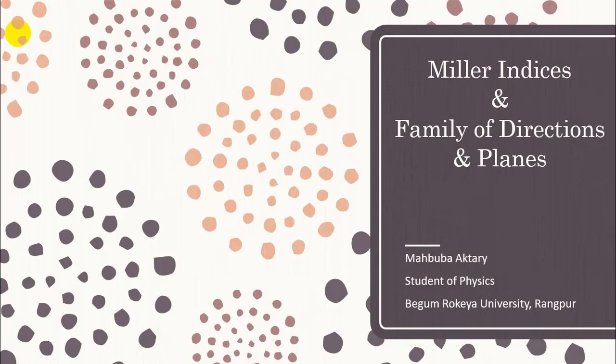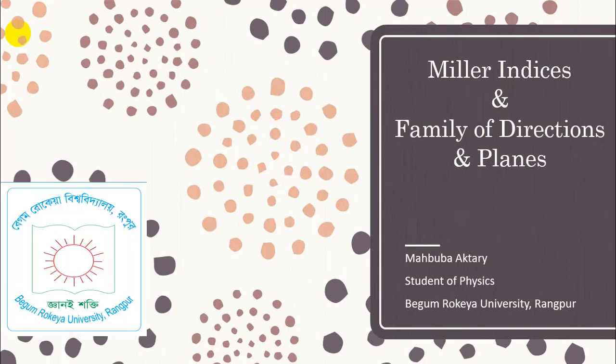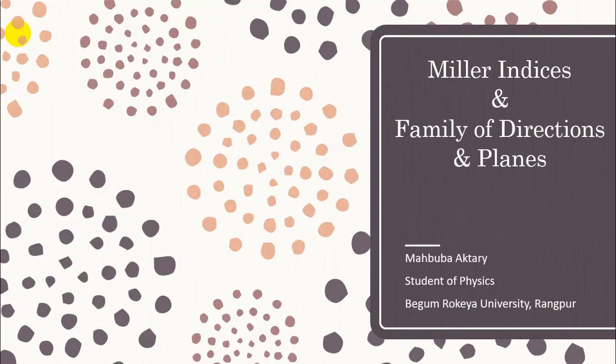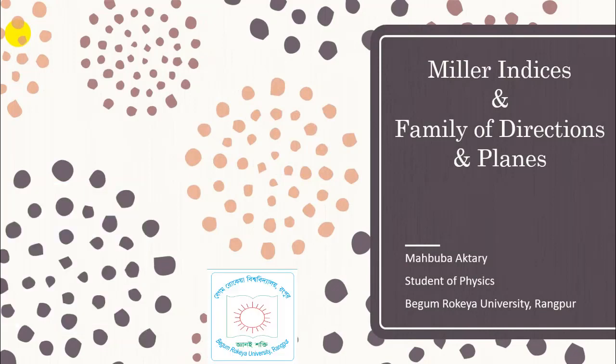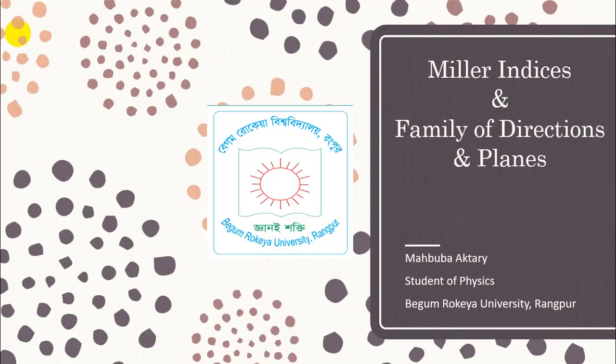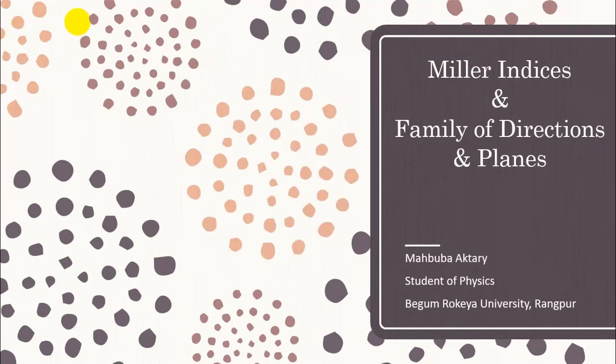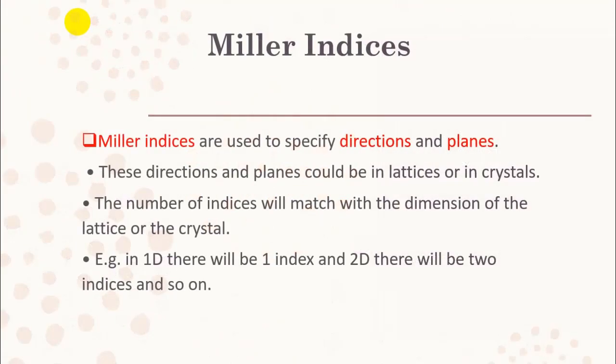Dear learner, in the last section we learned about crystal structure and its Brillouin zone. Let's now see Miller indices for a crystal, and the family of directions and planes. First, have a look at Miller indices.